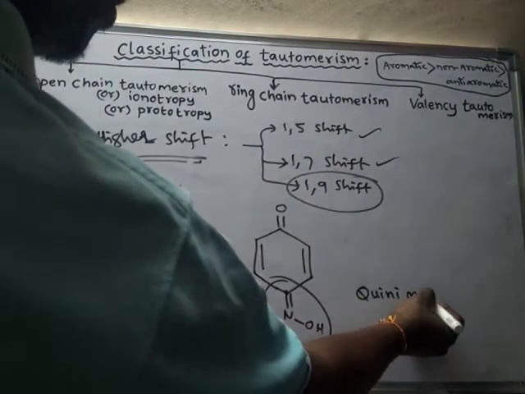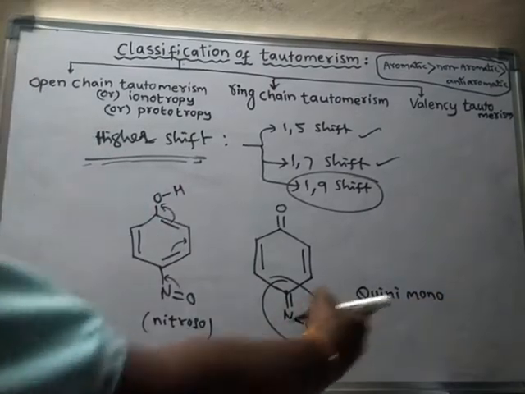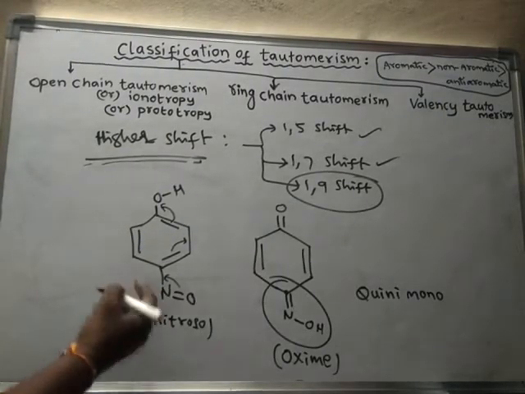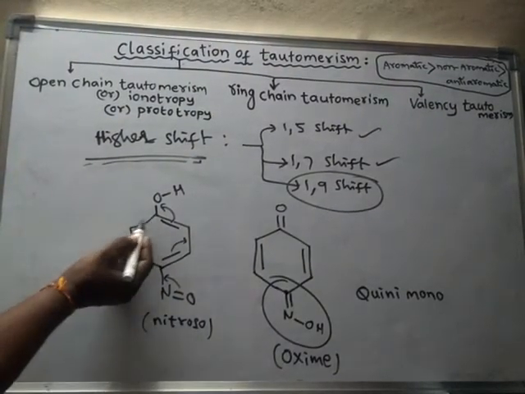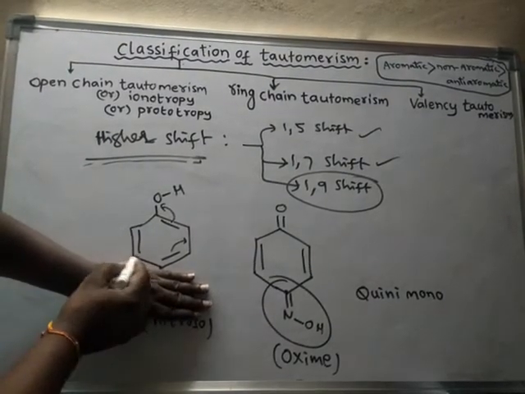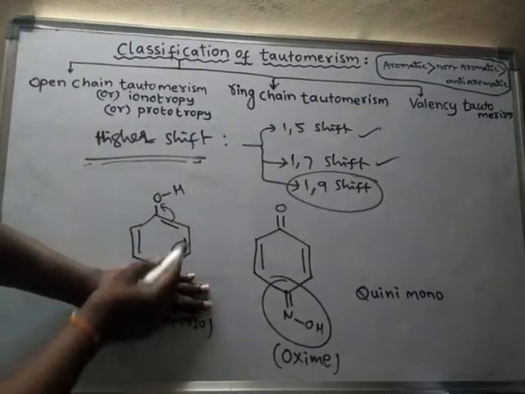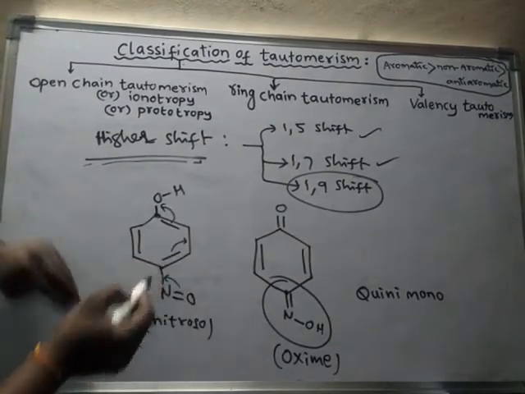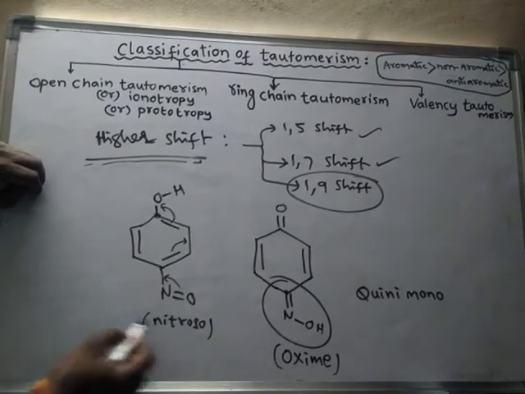Quinimono. So quinimono is the oxime form. The name of this compound is 4-nitrosophenol. Actually this is phenol. So if you remove this one, what is this? This is phenol. So on phenol, this is the first carbon, second, third, fourth carbon. On the fourth carbon, nitroso is present.